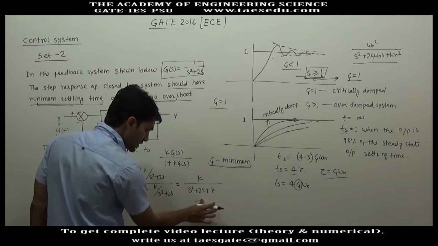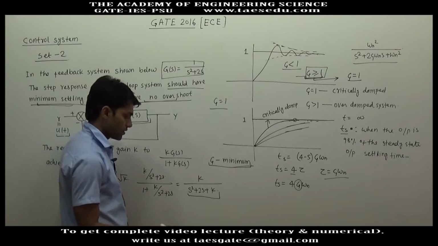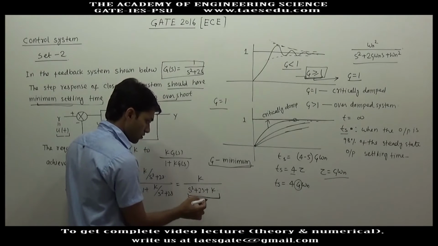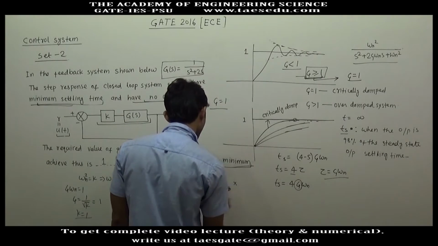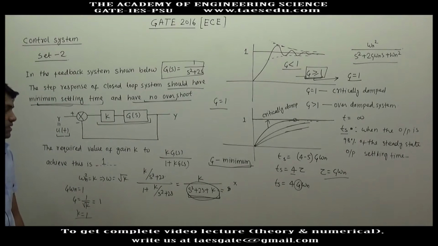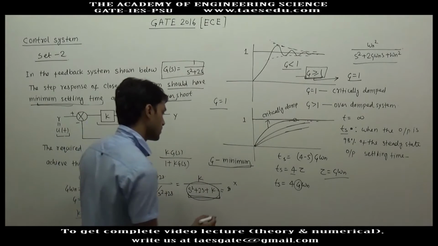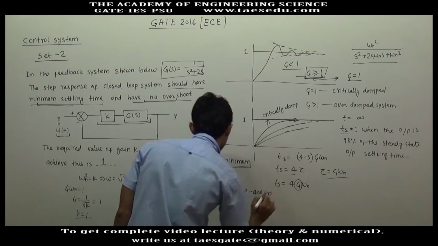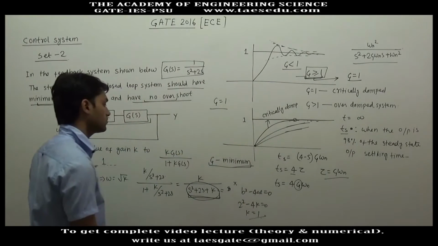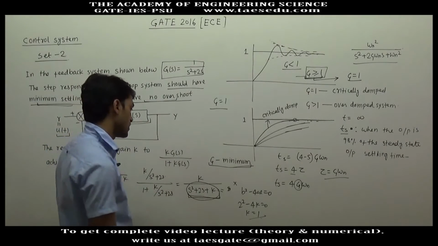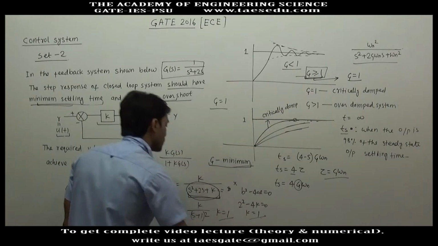When the system is critically damped, this is the characteristic equation. This is a second order system, and when the system is critically damped, the two roots of this equation will be the same. The two poles of this system will be the same. So if the two roots are the same, b square minus 4ac has to be 0. 2 square minus 4K has to be 0. So K equals 1. The two poles will be s equals minus 1 and s equals minus 1 only. This will be K divided by (s plus 1) whole square. So K has to be 1.